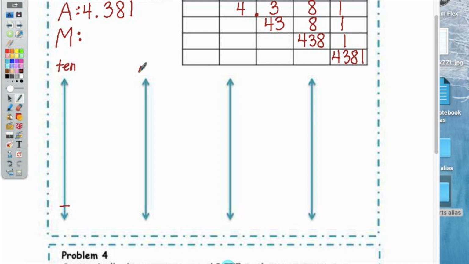10, 1, 10th. Oh, I want to do that one differently. We can write that smaller, can't we? Yeah. We can write it like this. 10th and 100th. Okay.